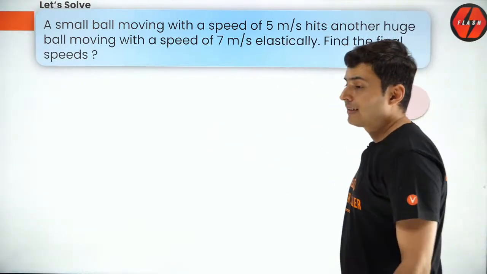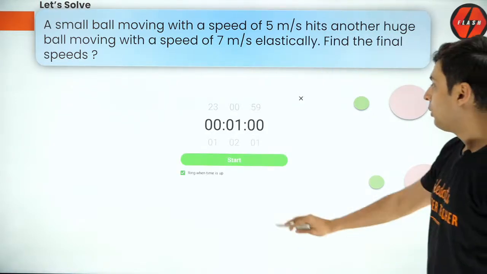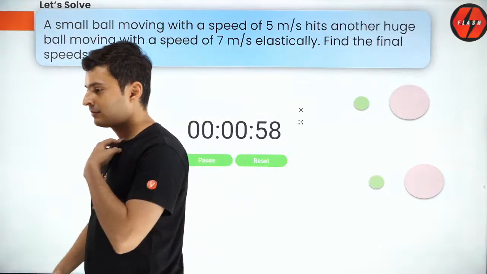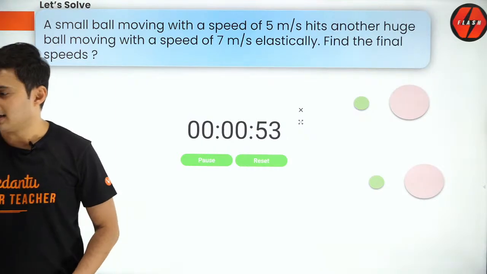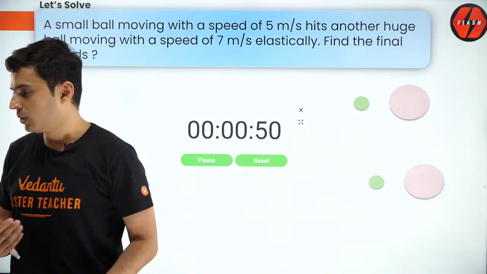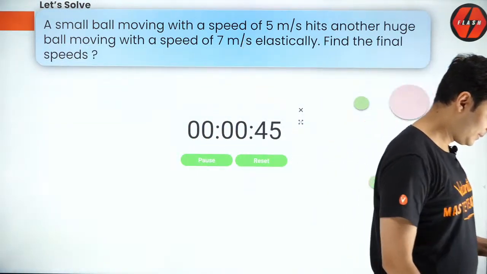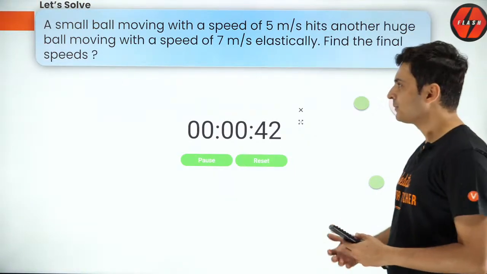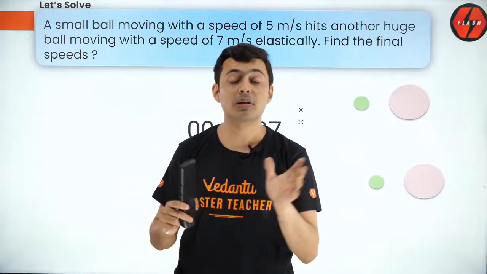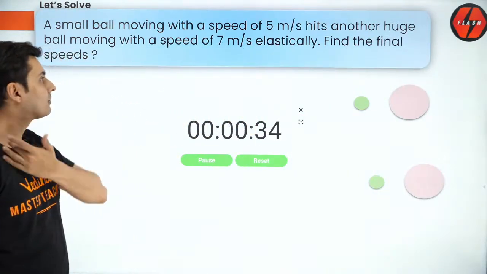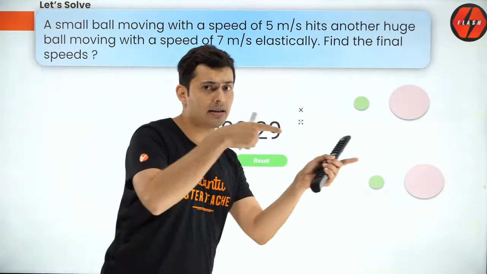Let's see how many of you get this problem, guys. Come on, one minute. All right, excellent. Very good. Easy peasy lemon squeezy. Come on. Find the final speeds, both of them, not just one. Both, the small and the big one. Both are moving in the same direction, by the way.